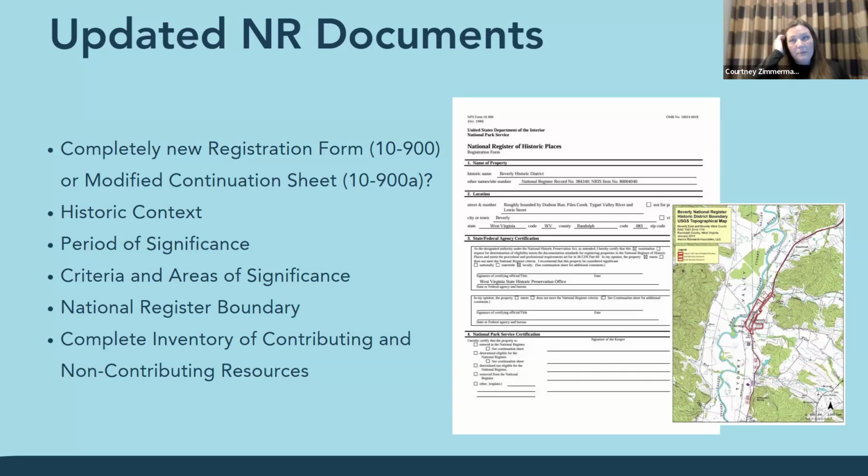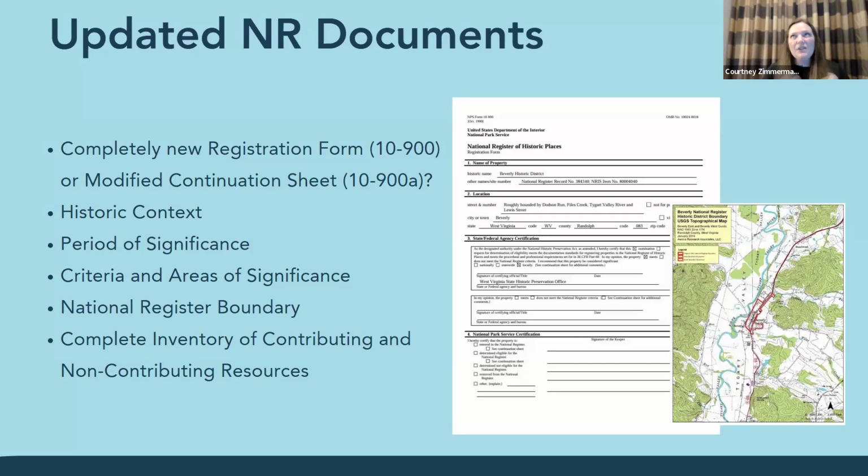So for the really old ones, we just usually end up doing a totally new form, the whole registration form 10900. We do a totally new historic context, which is just the general history of the area. We'll change the period of significance. So if it's really old or a lot needs to change, you might as well just do a new one.